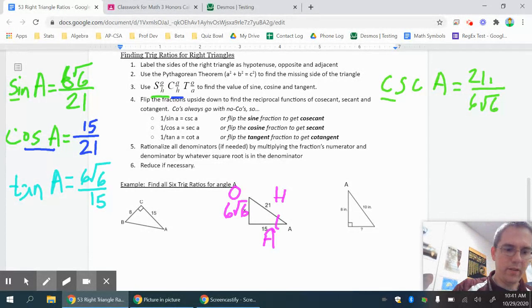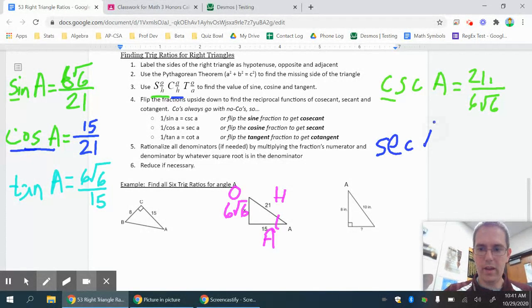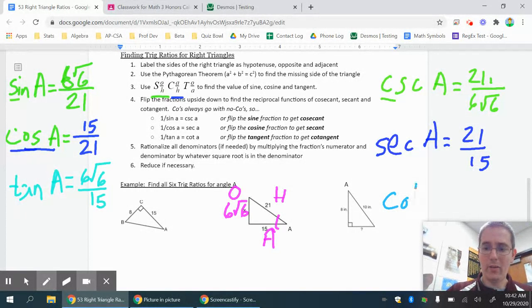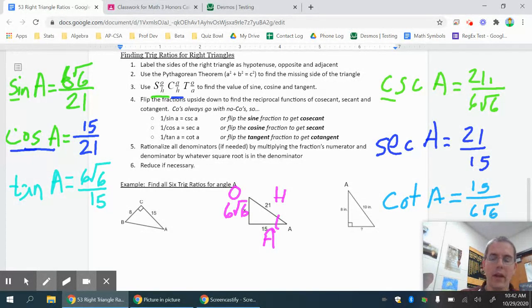The next thing I have is the one that goes with cosine. So cosine has a co. The one without a co is secant. So secant of A is 21 over 15. And then the last one, tangent does not have a co, so I need the one with a co, which is cotangent. And quite frankly, that's the one that's easy to remember. It matches. Tangent and cotangent, just common sense kind of tells you it matches. So 15 over 6 root 6. And that's what we have for our trig functions.